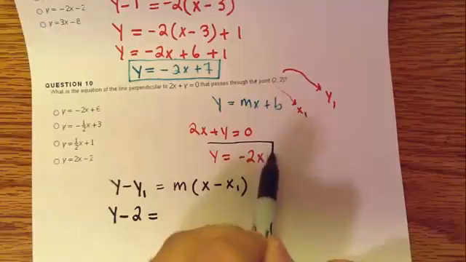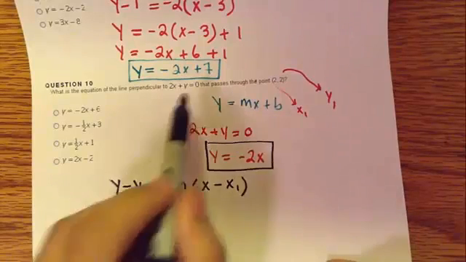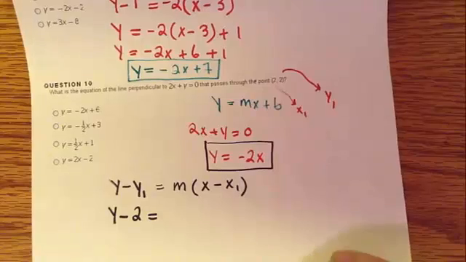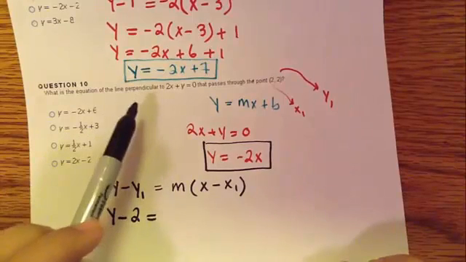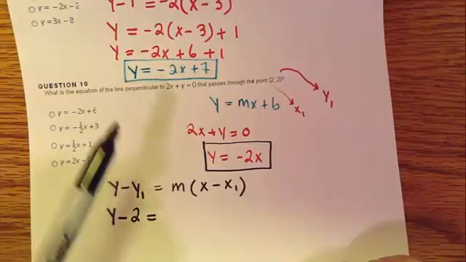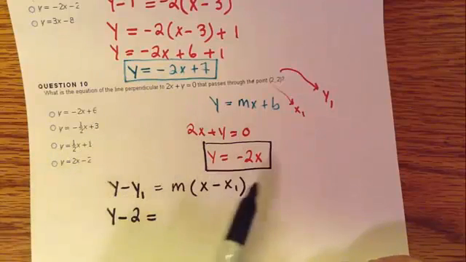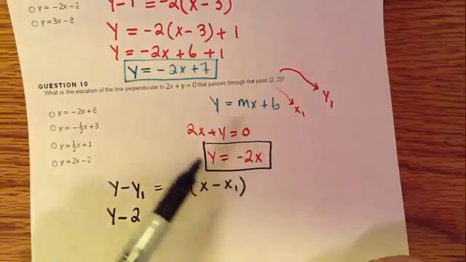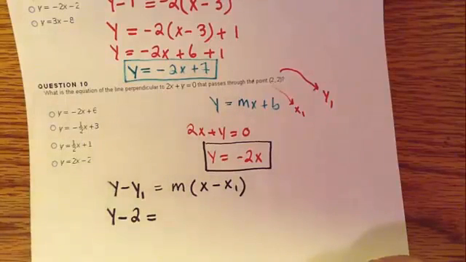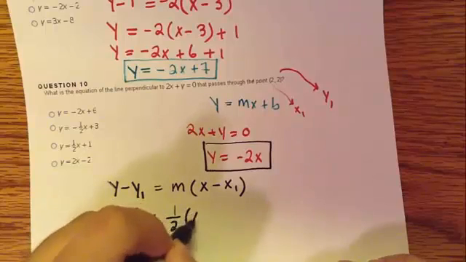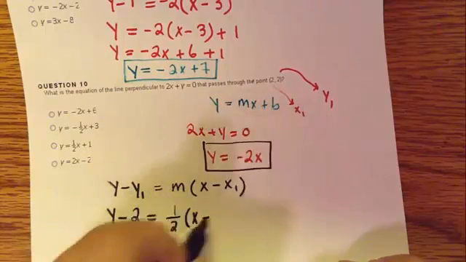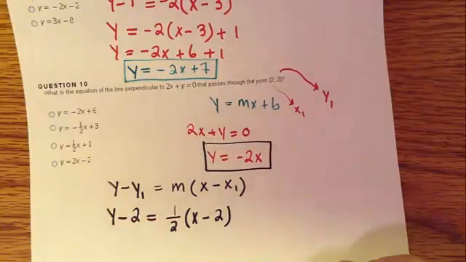This is the equation we need to look at, and we have to disregard the original equation. So we have y equals -2x. And since we have a perpendicular line, the slope is just going to be the inverse reciprocal. The inverse of -2 is just going to be -1/2, and the reciprocal of that is just going to be +1/2. So we're going to get 1/2 times x minus x1, which is 2.